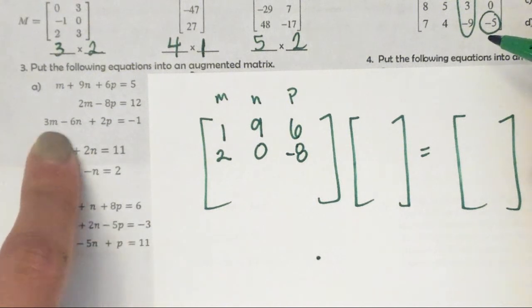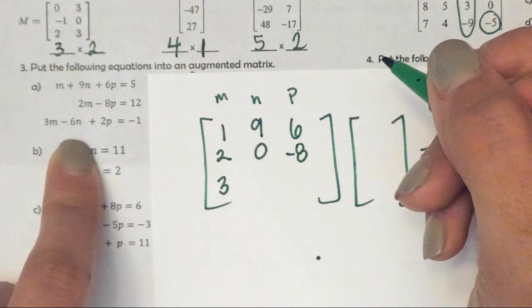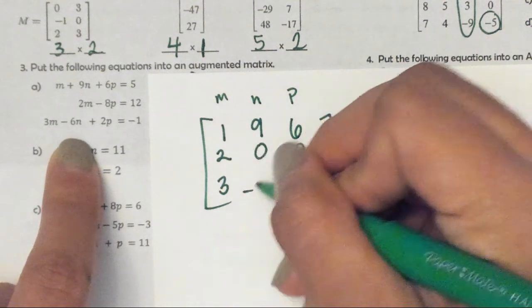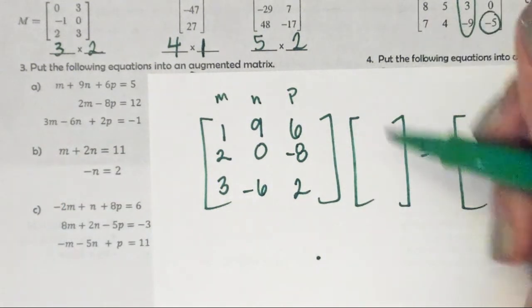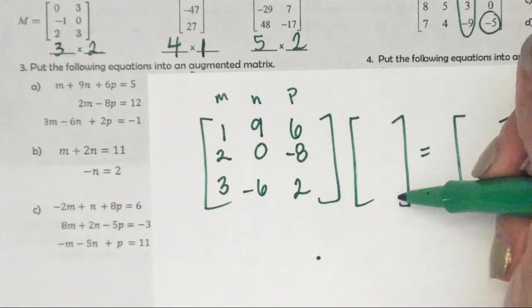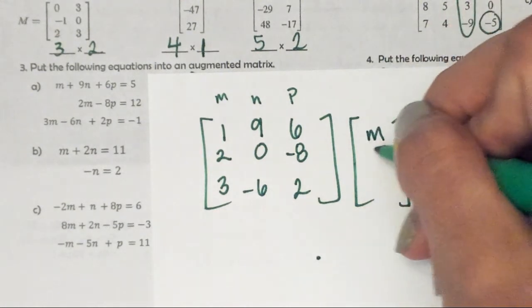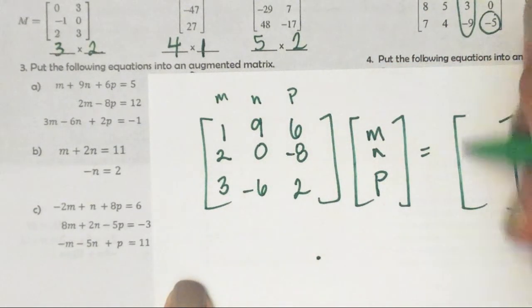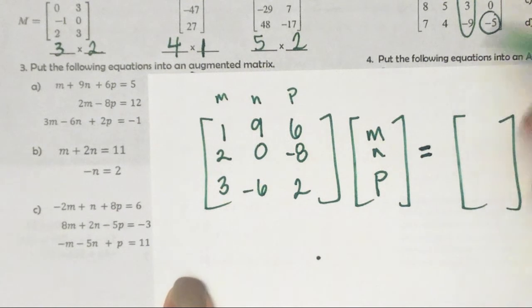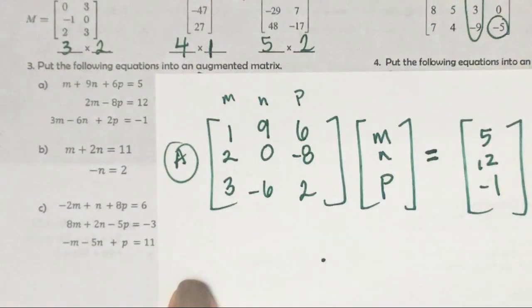And then the last one, I have an M, so the leading coefficient is 3. For my N, it is -6. And then for my P, it's 2. For this part right here, this second matrix is your variable matrix. So put all your variables. We're comparing M, N, and P. Put them in the exact same order that you wrote down your variables. And then this last matrix after the equal sign is your answers. So it's 5, 12, and -1. That's your answer for A, just like that.